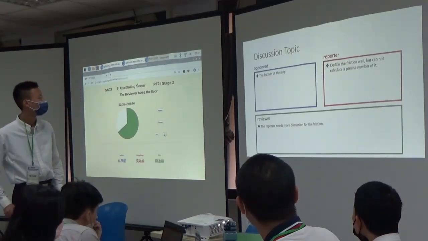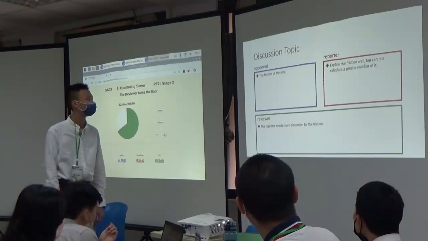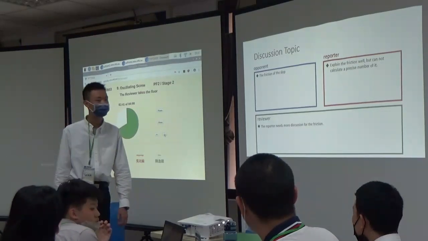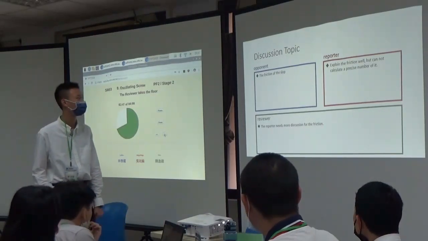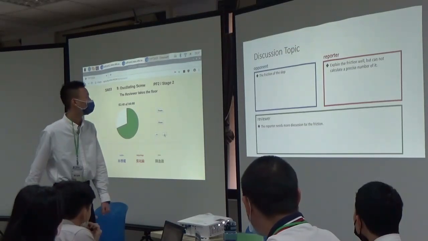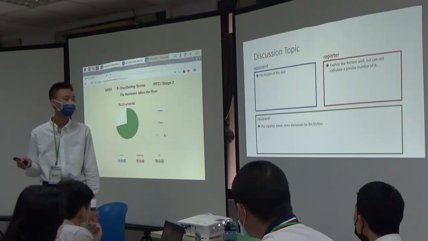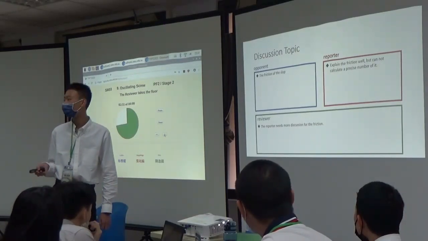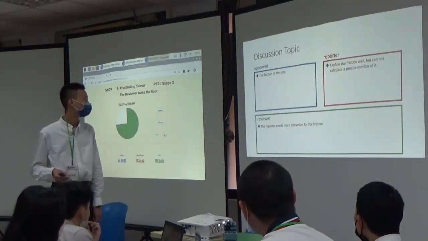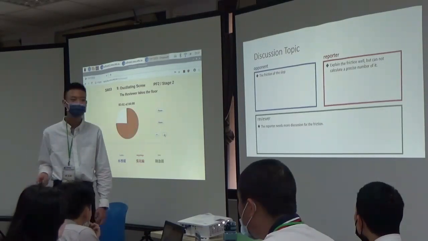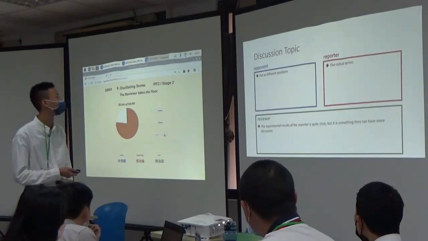And then they talked about the friction of the slope. The reporter explained the friction well, but they cannot calculate a precise number for it. In my opinion, this shows that the reporter has a good understanding of their theory, but I think they can also find some more theory to see if they can calculate the number.